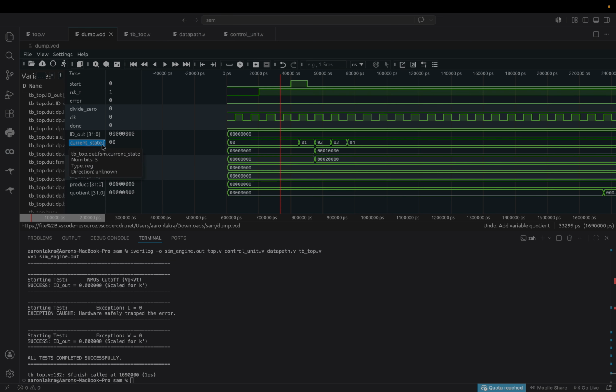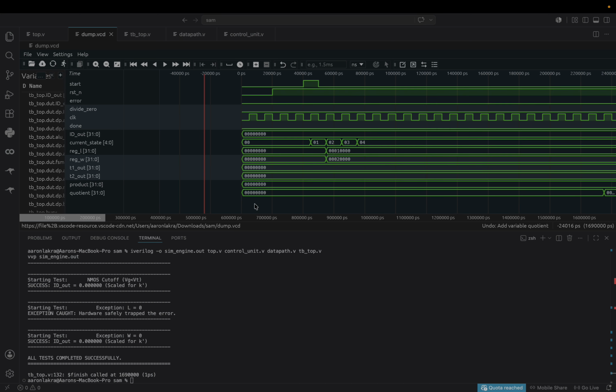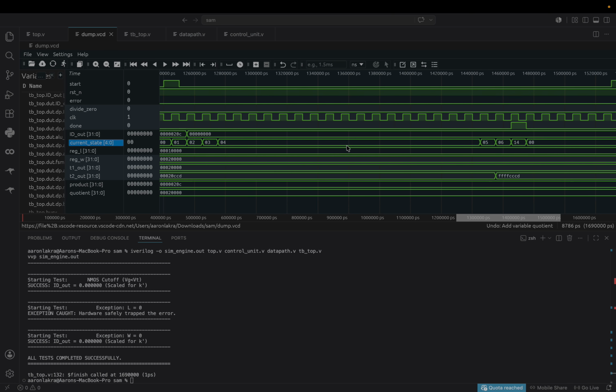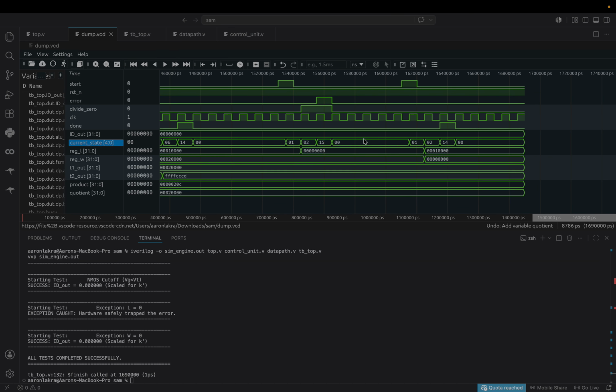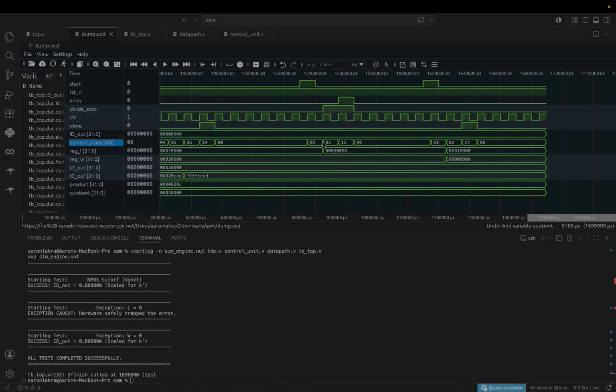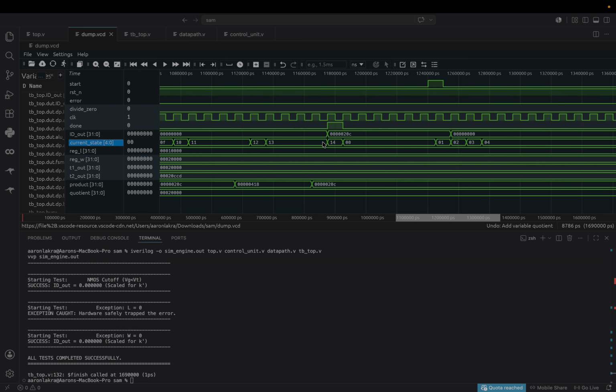In total our FSM has 22 states. Using a 5-bit signal, it shows which state it is in. So these are the states. For example, if I show the current state, it goes all the way up, and as you can see, the number of states is varying.